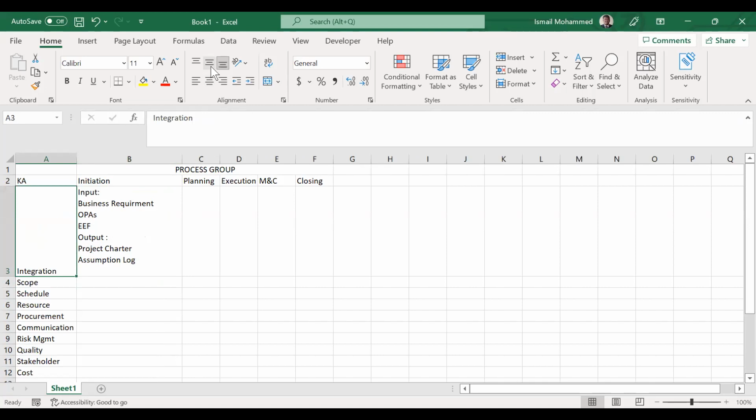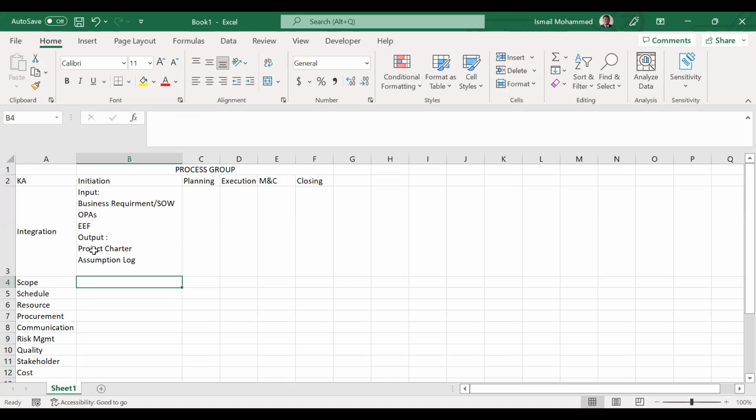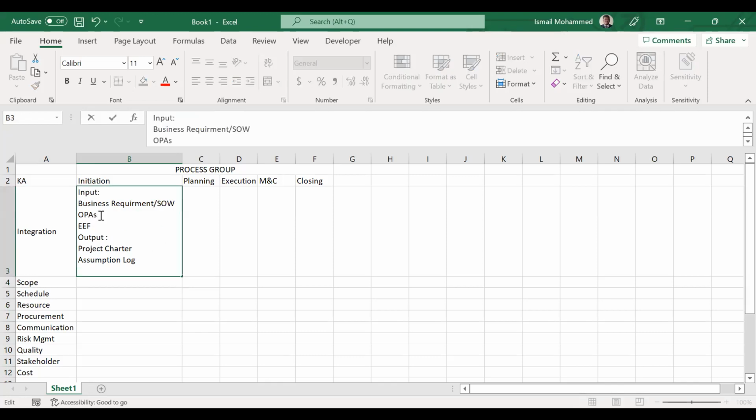So you need to do this for each and every process. If you practice this, you will know: integration, initiation, input is business requirement or statement of work, then OPA, EEF, then the output I'm getting is the project charter and assumption log. What is OPA? OPA is organizational process assets. EEF is enterprise environmental factors.